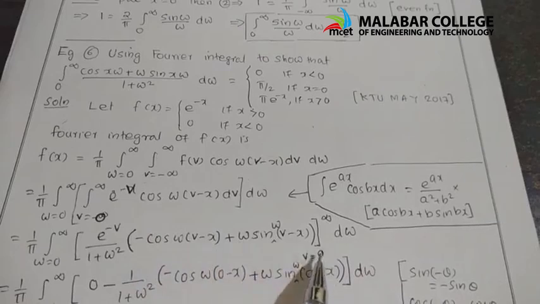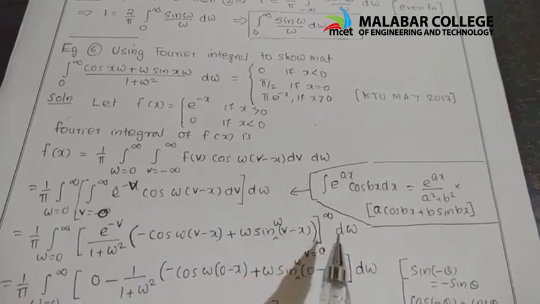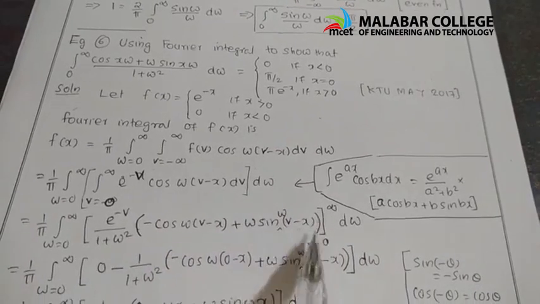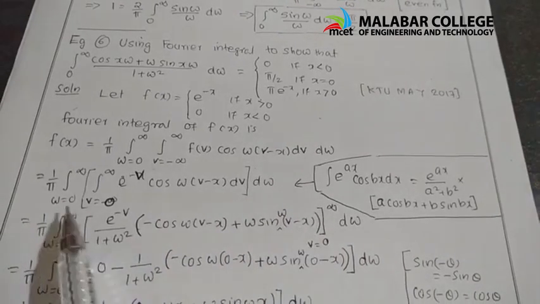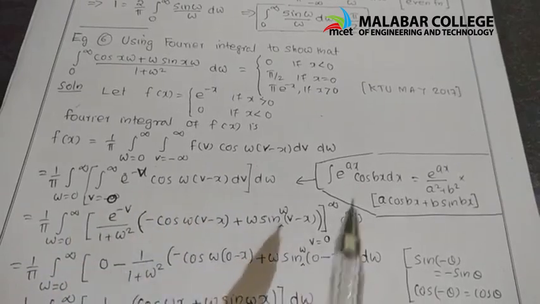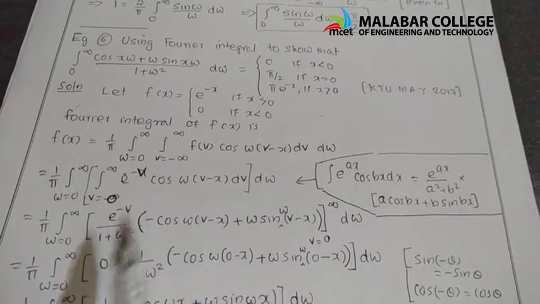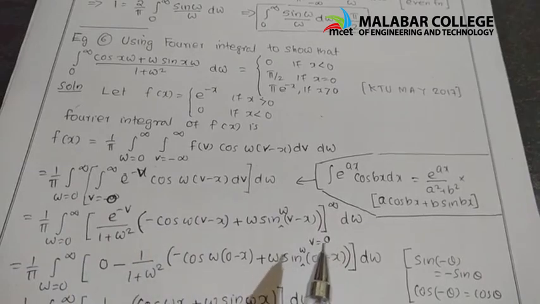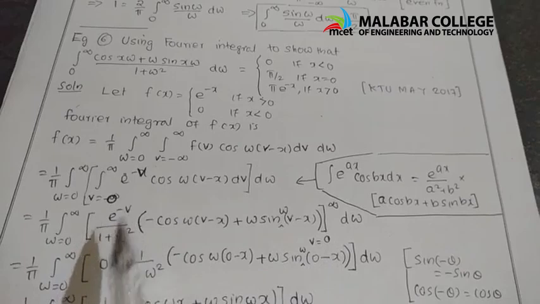The integral is from 0 to infinity here. I have to apply the limit first, then I have to integrate again. There are double integrals. The first integral is over here. If I am substituting infinity, e raised to minus infinity is completely 0, so this term will become 0. So 0 minus the lower limit, which is 0. Substituting e raised to 0, it is 1.